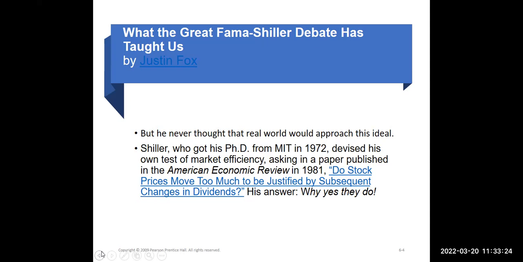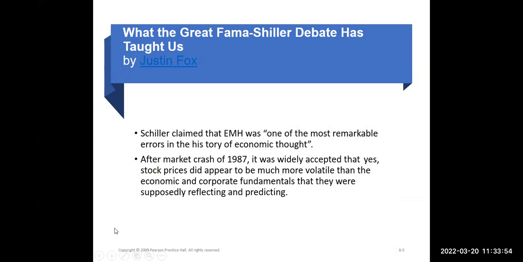His answer was yes, they do. And if I repeat this question, I'll try to make sense of it for you in the upcoming slides: do stock prices move too much to be justified by subsequent changes in dividends? All right. So we are just going to get this idea.